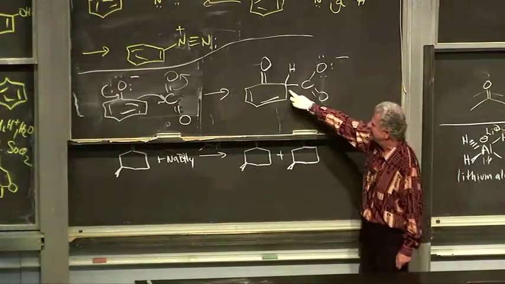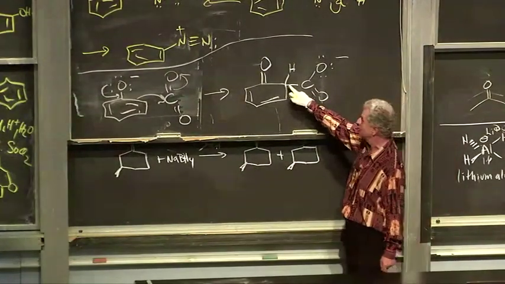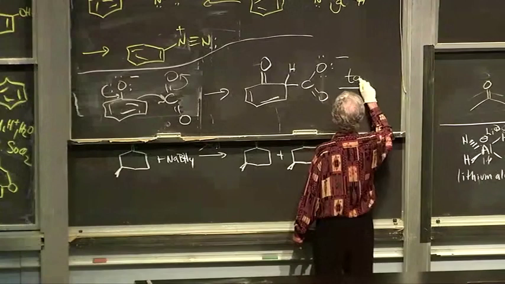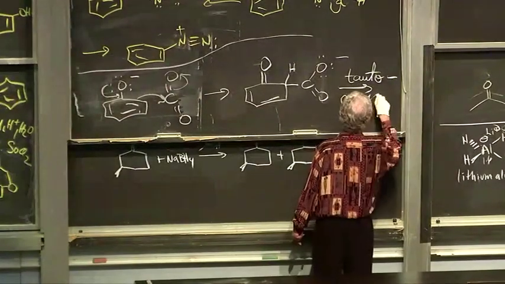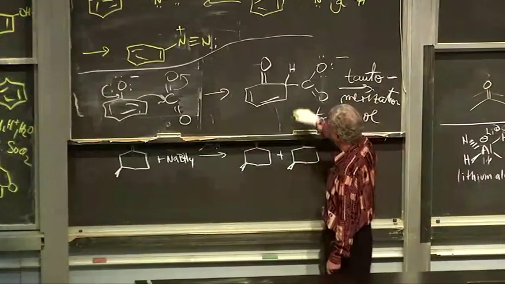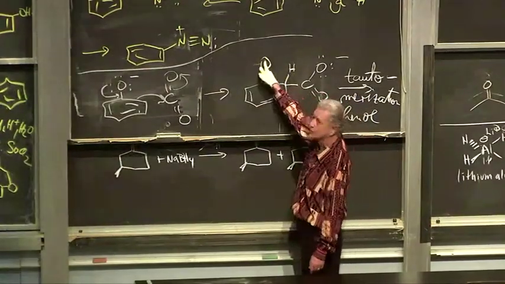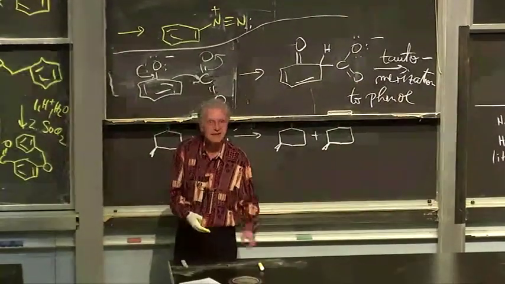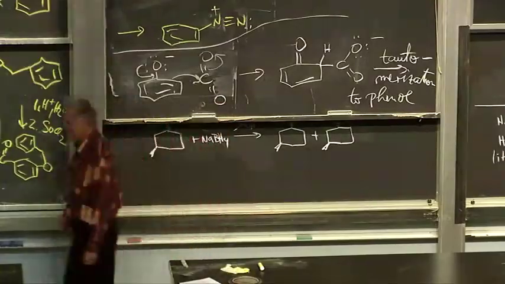All right, and this is nothing else but the keto form of the phenol. So this then undergoes tautomerization to the phenol by, under basic conditions, deprotonating here, reprotonating here. Aromatization, in other words, that follows the initial attack. That's as far as we want to go today.